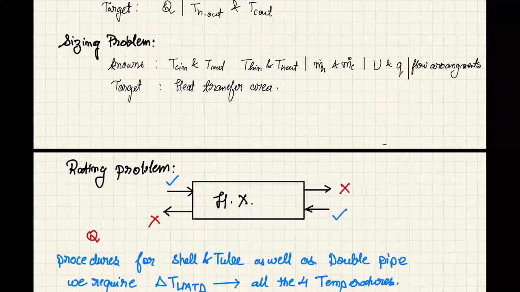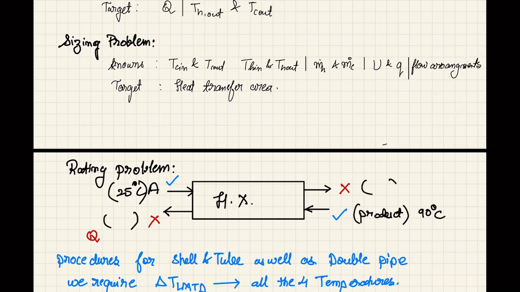So now, just coming back to the initial first diagram. Yeah, this was the stream A that had to be heated, which was coming in at 25 degrees Celsius, and we don't know up to what temperature we can heat it. And this was the product stream that was required to be cooled, and it was coming in at 90 degrees Celsius, and we don't know at what temperature it will be exiting.